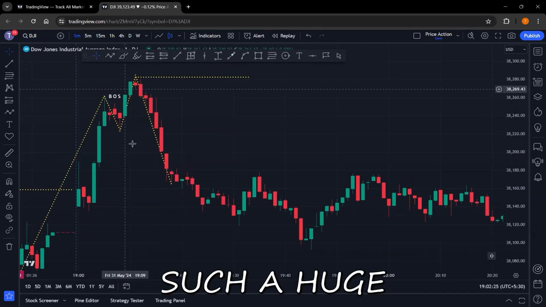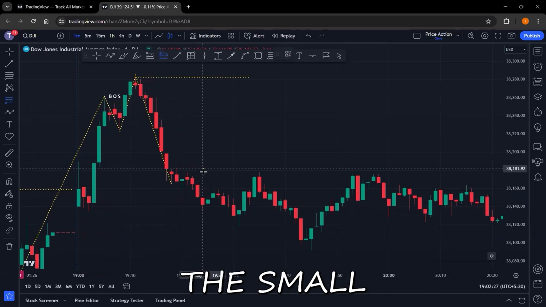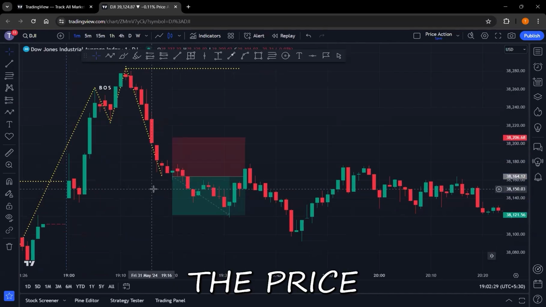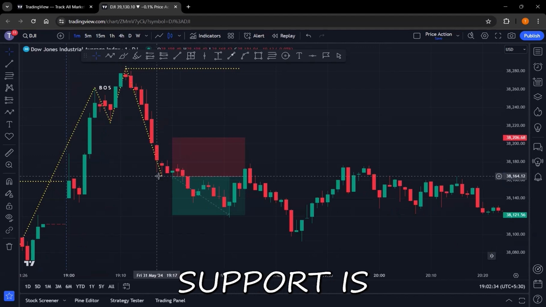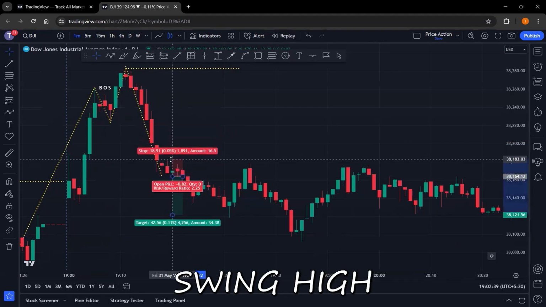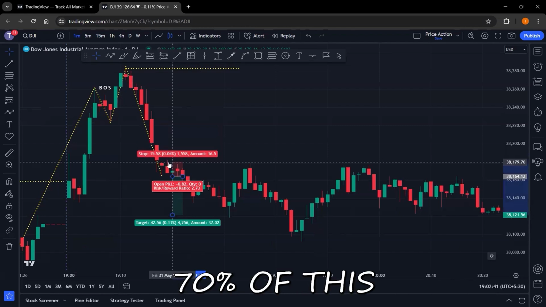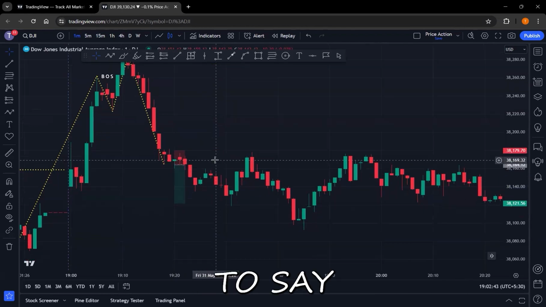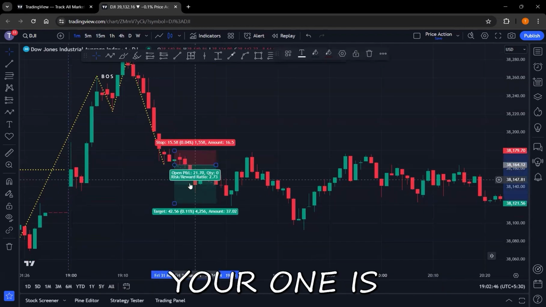Now when the price is in such huge momentum, we can take this small opportunity, because the price is in huge strength and it cannot be stopped by just one single support, and even that single support is breaking out. So this is where you can take your first entry in the market and put your stop loss on the swing high of the market, or basically 70% of this wick size as an aggressive stop loss. From here you have to target your 1:3 in the market.